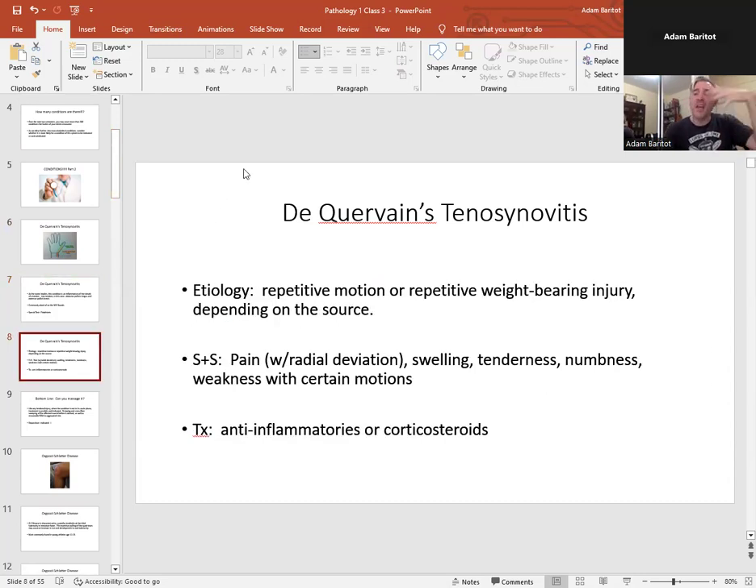What causes this? The etiology is repetitive motion or repetitive weight-bearing injury, depending on the source. Perhaps you're using your thumbs a great deal. Massage therapists take note. Perhaps you've been typing a great deal. This may also lead to some de Quervain's. Signs and symptoms include pain with radial deviation, bringing the wrist toward the thumb, swelling and tenderness with numbness and weakness with certain positions. There is the possibility of impingement with the radial nerve in this motion.